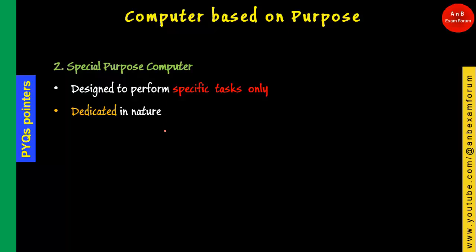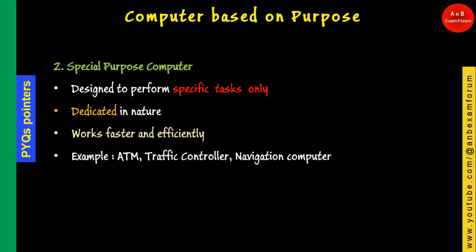On the contrary, special purpose computers are designed to perform a specific task only, which are dedicated in nature, and the main purpose is to work faster and efficiently. If you talk about the ATM, that is the automatic teller machine, which is used to dispense cash from the bank, this is a special purpose computer. How is it a special computer? Because it is dedicated to withdrawing money from the bank. Only a specific task.